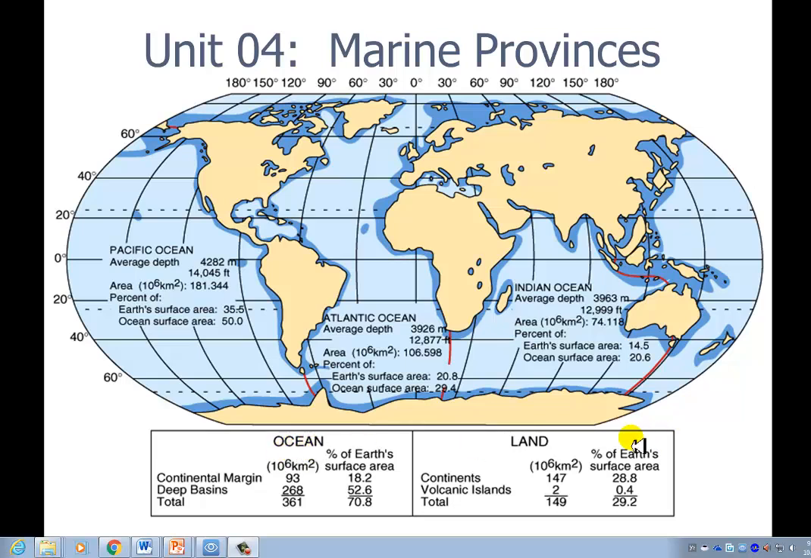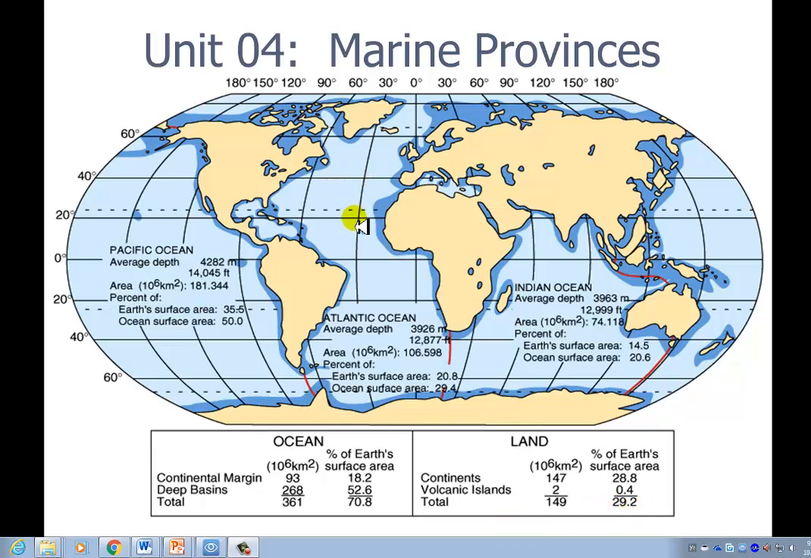If you take a look at the ocean versus the land, you can see we actually have 10 to the sixth kilometers squared. We have 361.93 million kilometers squared, which are the dark blue, and we have 268, which is the light blue, for a total of 361 versus continents, 147, and volcanic islands, 2 million kilometers squared, for a total of 149, and that makes up almost 71% and almost 29% of the Earth's surface.